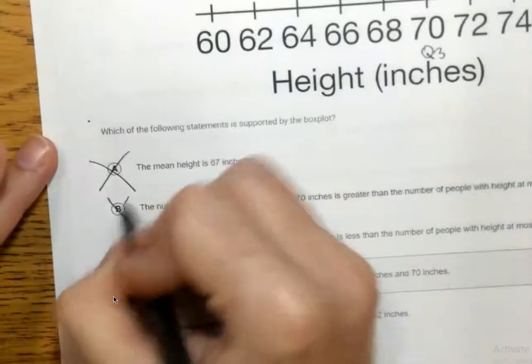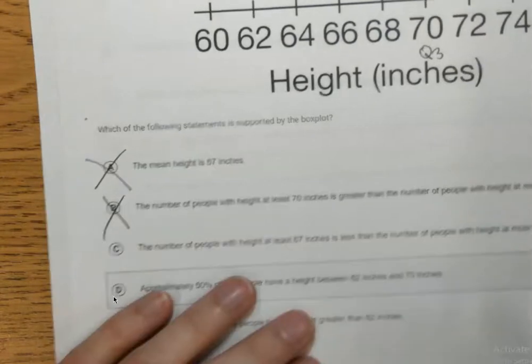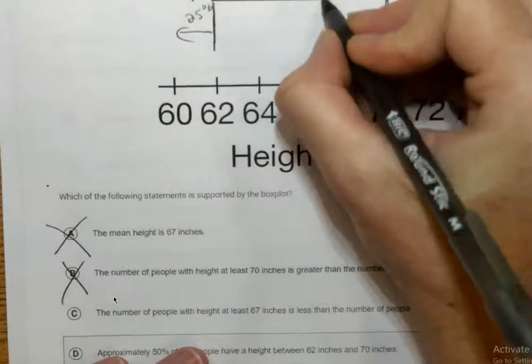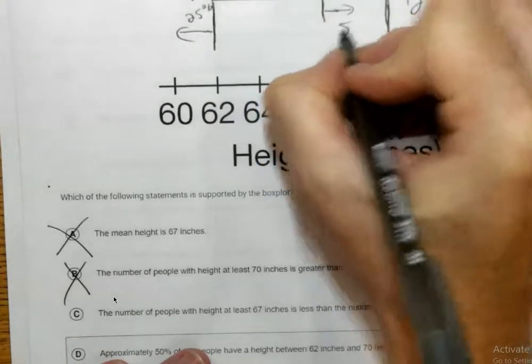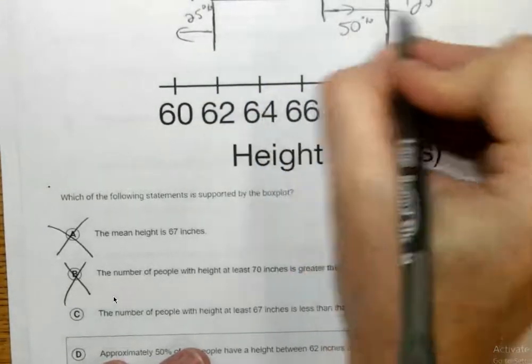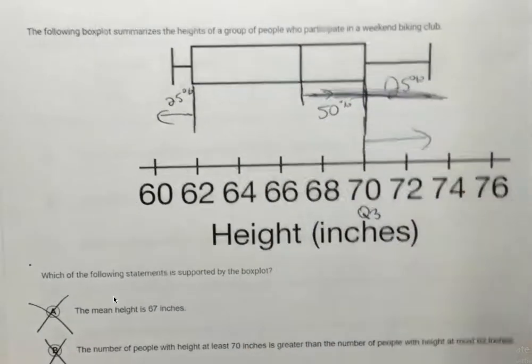So that's not true. C, the number of people with a height of at least 67 inches. If at least 67 is the median, so if you have at least 67, that's 50% of the data. So anything bigger than 67 is 50%.